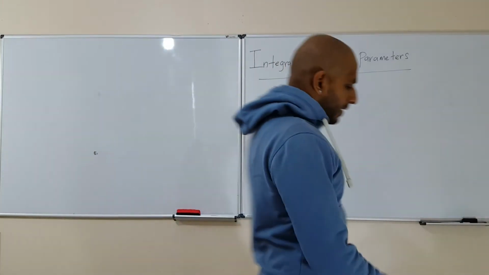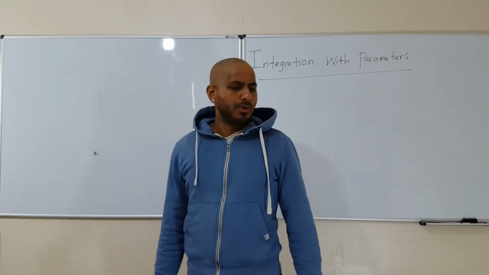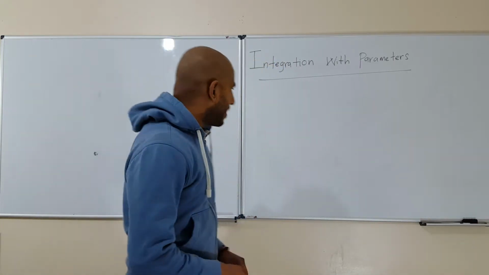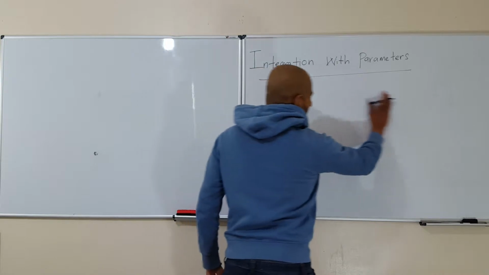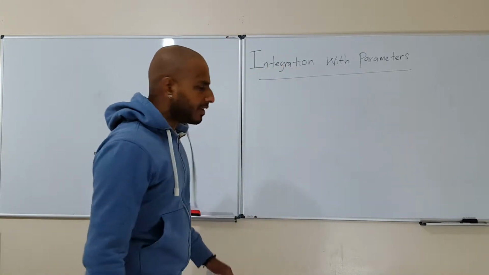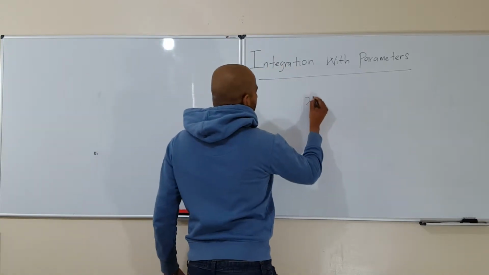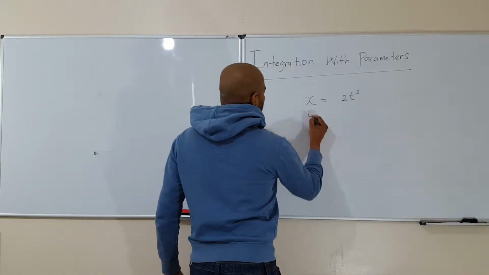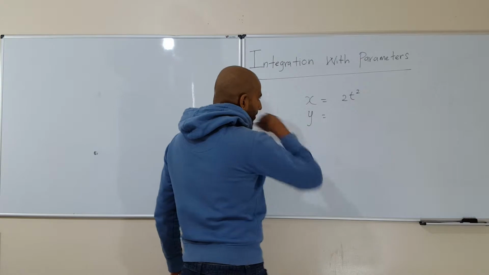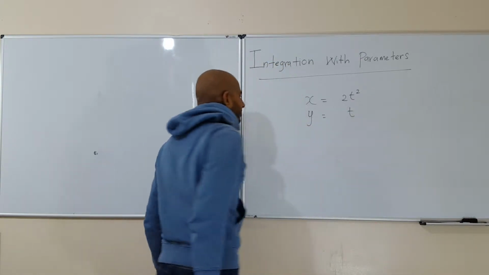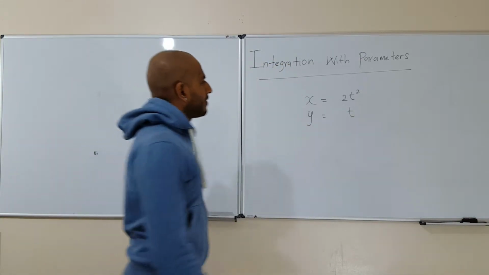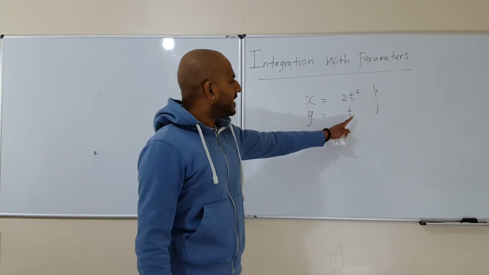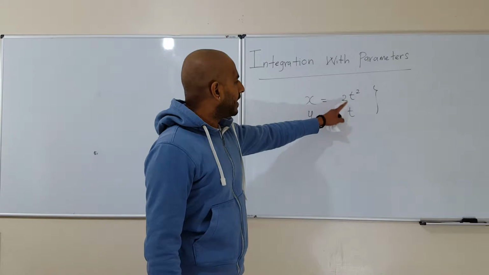All right, okay. Let me try to explain to you how to integrate with parameters in parametric equations. Let's say we have a pair of parametric equations given by x equals 2t squared, y equals t. Pretty simple. This is the pair of equations given. The t is a parameter. So t basically links x and y.